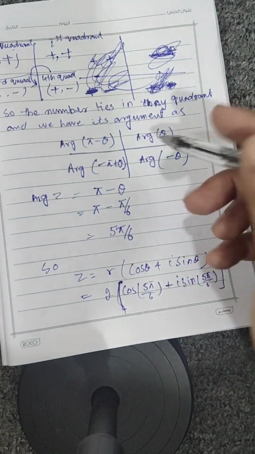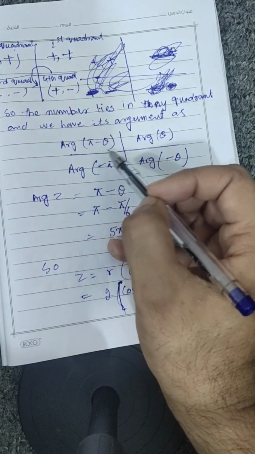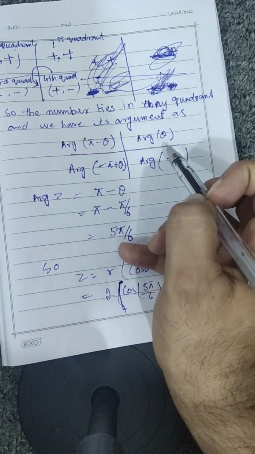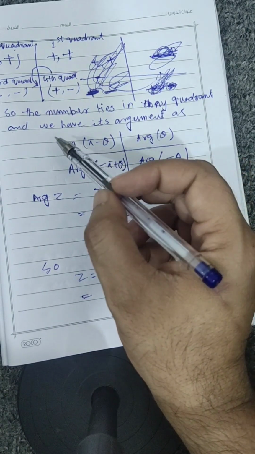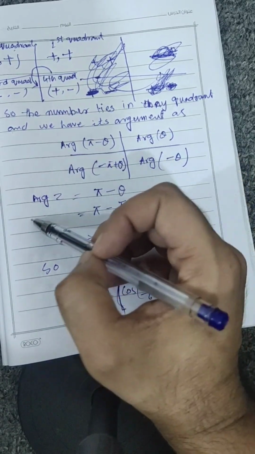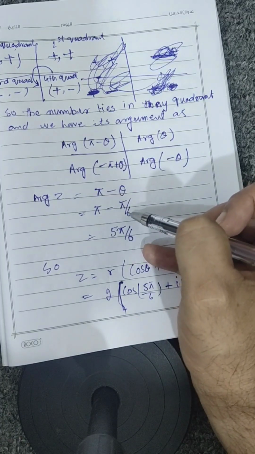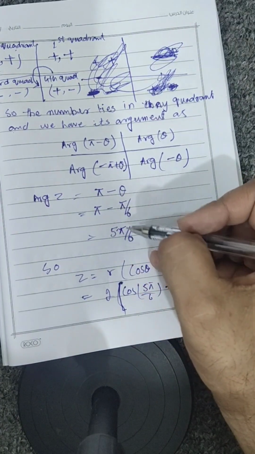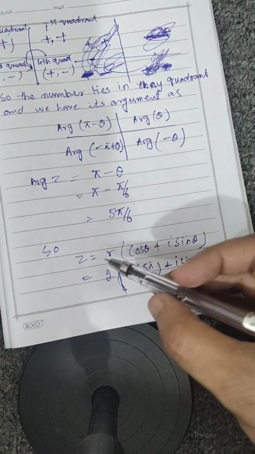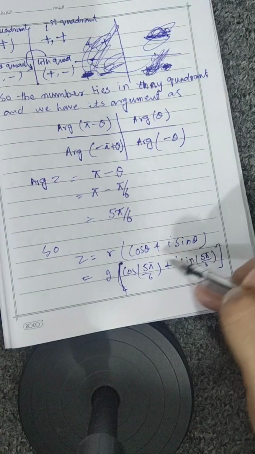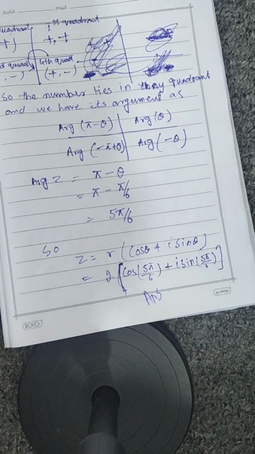And if we take its argument or angle, these are the general notations for the arguments. Since the complex number is lying in the second quadrant, its argument would be π - θ. So π - π/6 becomes 5π/6. So our complex number in polar form is z = 2(cos 5π/6 + i sin 5π/6). So this is our answer. Thank you.